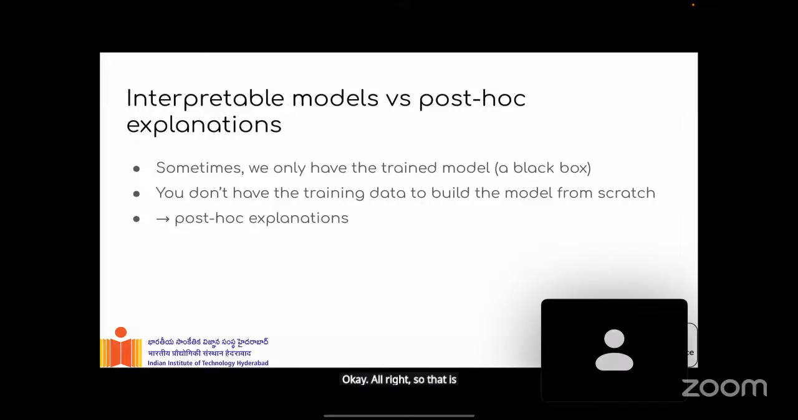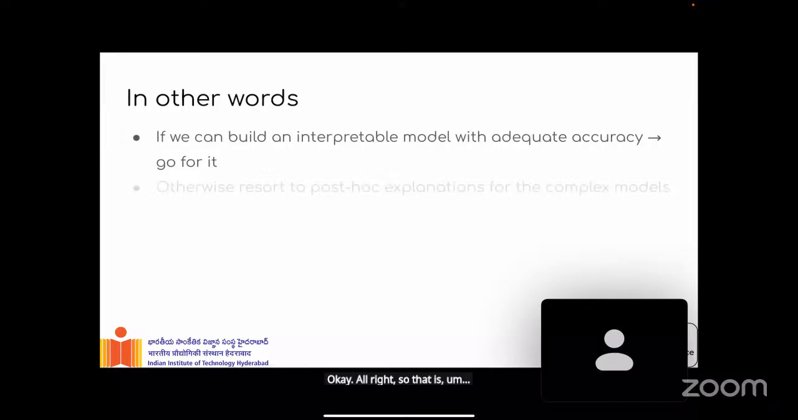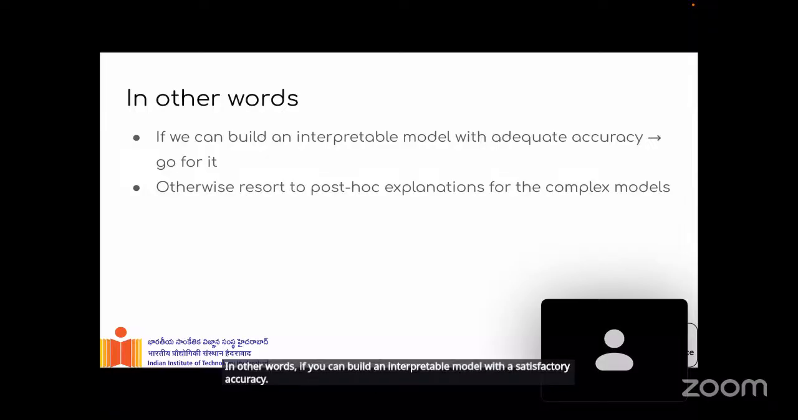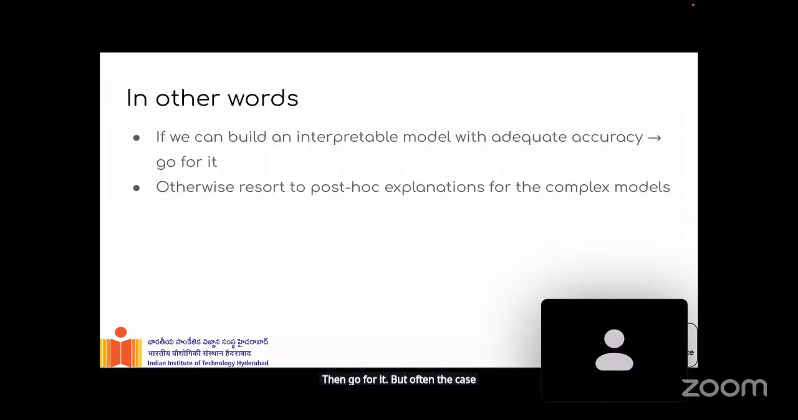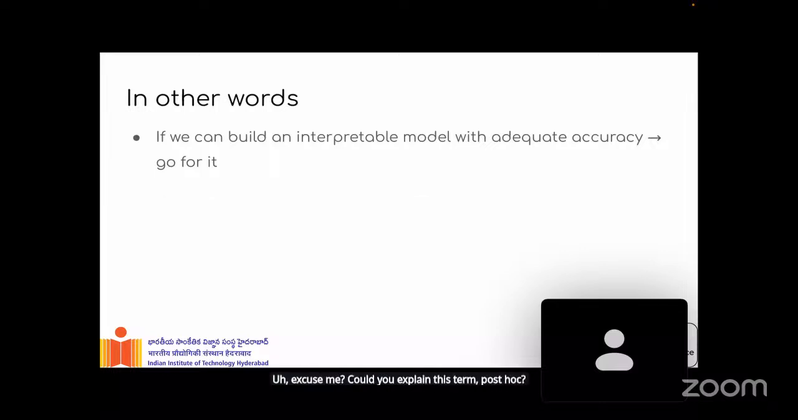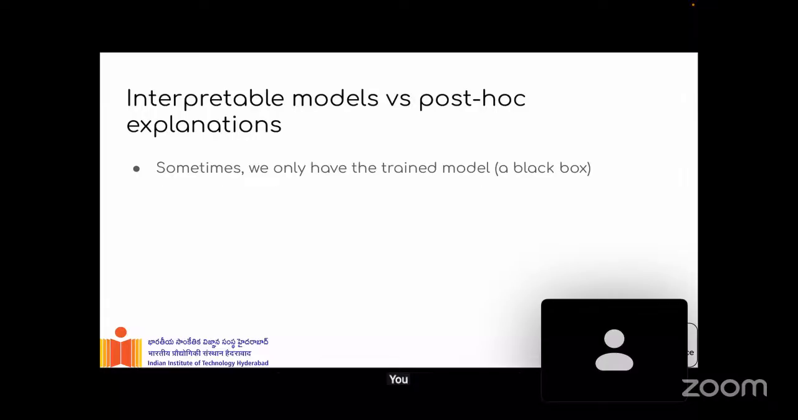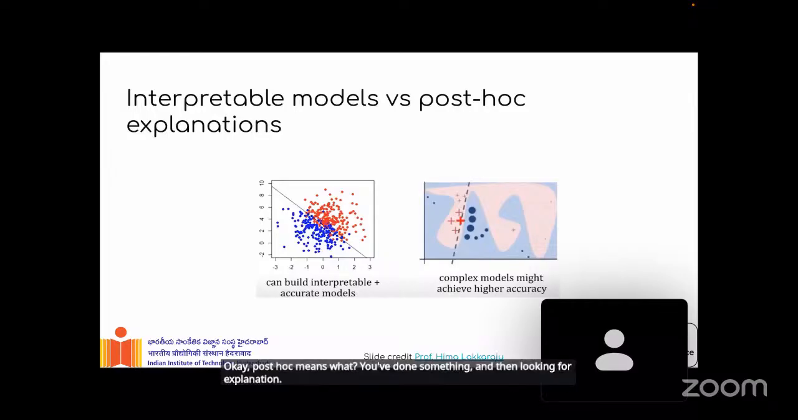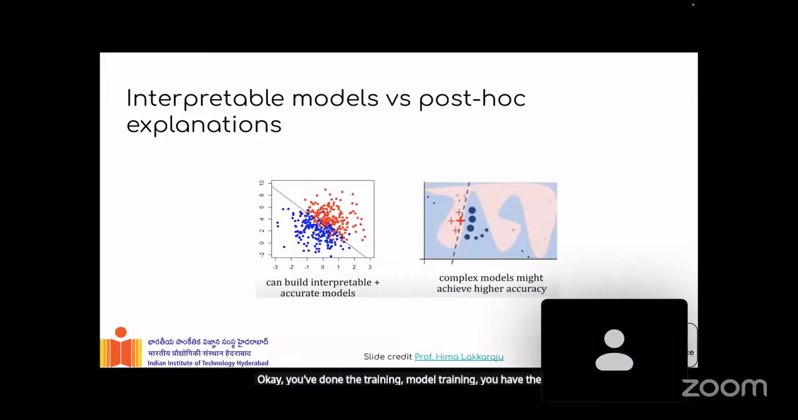In other words, if you can build an interpretable model with satisfactory accuracy, then go for it. But often the case is different. Excuse me, sir, could you explain this term post hoc? Post hoc means after you trained, you're going for an explanation. That is why it's called post hoc. You've done something and then you're looking for an explanation. You've done the model training, you have the black box model, then you're trying to analyze it by that orange block, the explainer block.